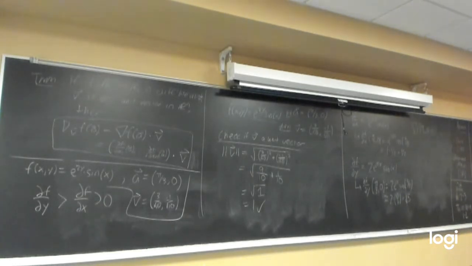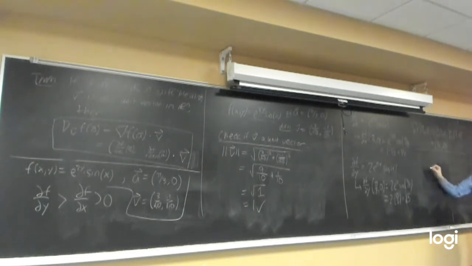It's going to be del f del x at pi over 3 comma 0, del f del y at pi over 3 comma 0, which is going to be the vector 1/2 comma square root of 3. So that's the vector telling us our slope in the x and the slope in the y direction at the point pi over 3 comma 0.